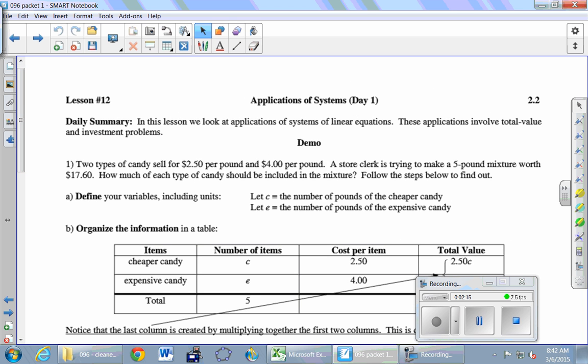All right, so top of page 83, and let's go here to the daily summary. Irene. Daily summary, please. Okay, so those are the 2 kinds of problems we're going to tackle today. Kayla, number 1.